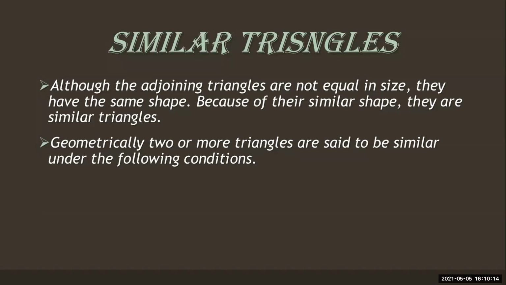Similar triangles. Although the adjoining triangles are not equal in size, they have the same shape. Because of their similar shape, they are similar triangles. Geometrically, two or more triangles are said to be similar under the following conditions.